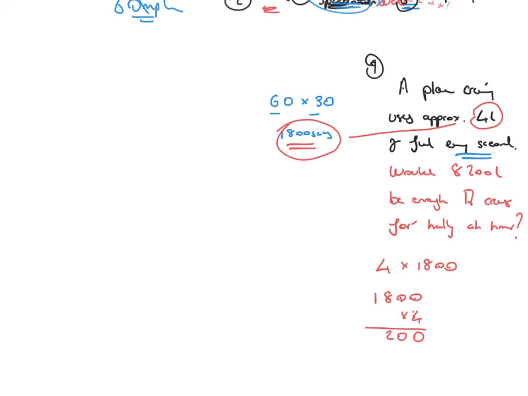4 8s are 32, 2 down carry 3, 4 1s are 4 plus the 3 is 7. So that indicates that we need 7,200 litres because we need 4 litres every second, and that's 1,800 seconds in half an hour. So is 8,200 litres enough? Yes, but let's back it up with reason. Yes, since 8,200 is more than the required 7,200.